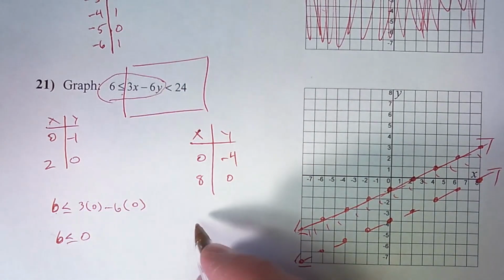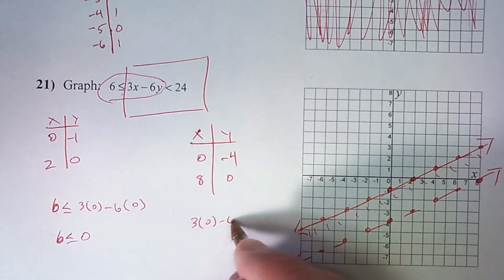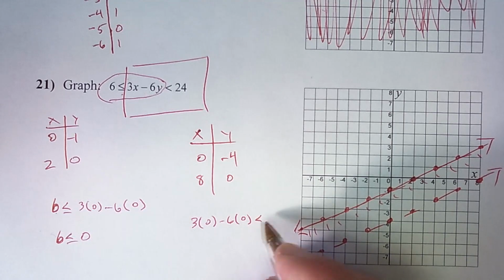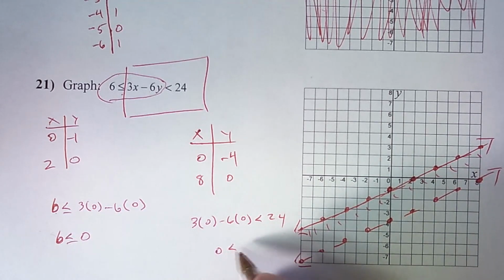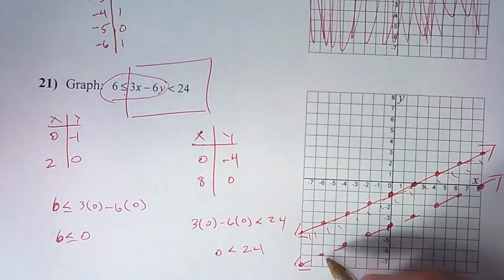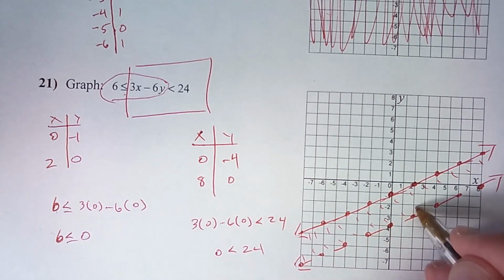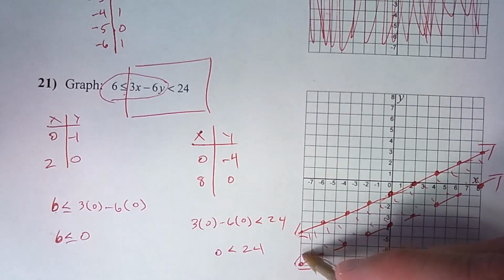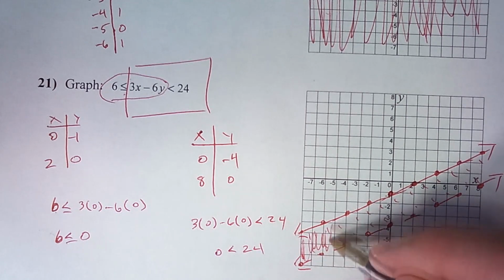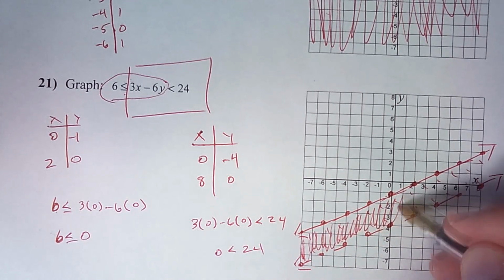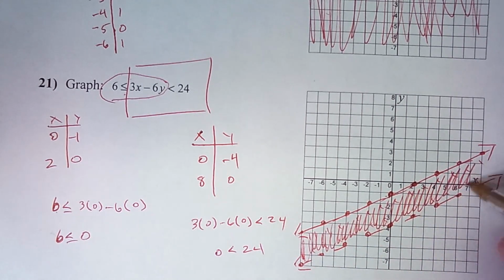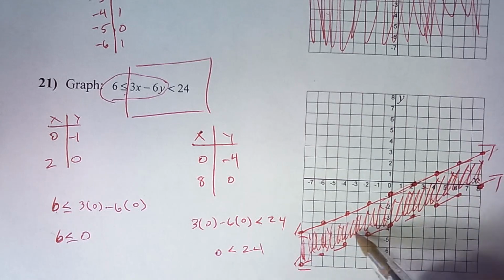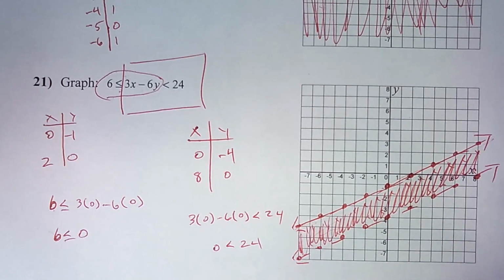And then when I put in zeros here, I get 3 times 0 minus 6 times 0 is less than 24. So 0 is less than 24. This one wants to shade toward the origin, and they overlap in the middle. So where they both shaded is what we're going to shade here, where they actually overlap. So anything that's on this line or between the lines, but not on this line. So on this line or between the two lines is what satisfies this compound inequality.